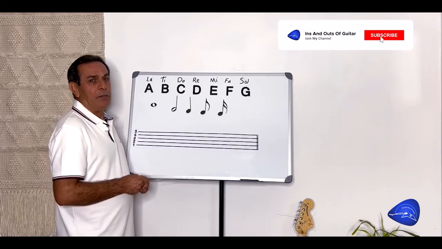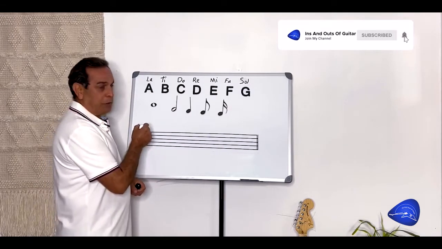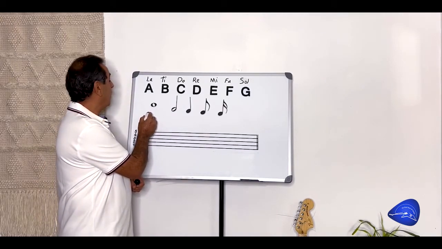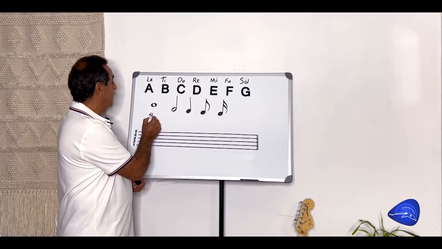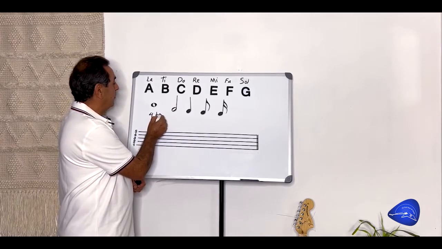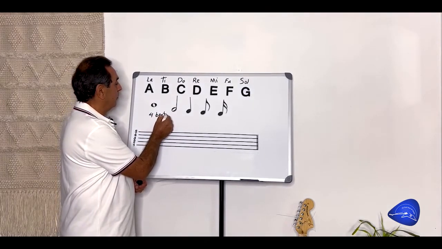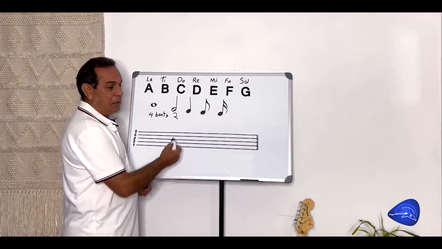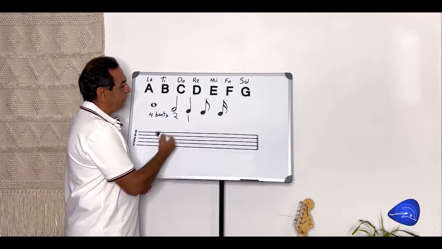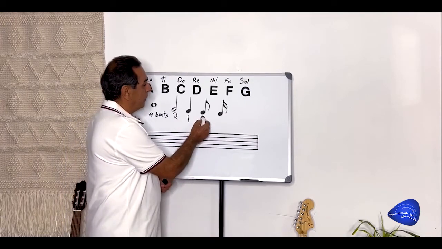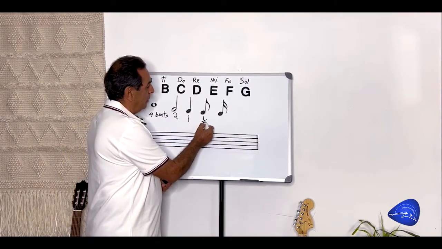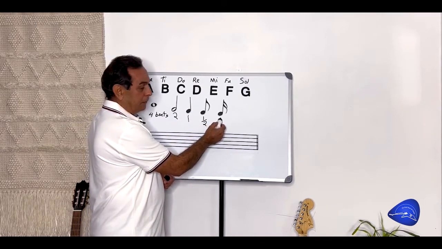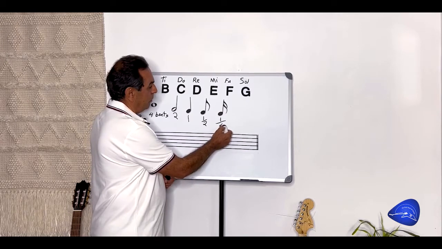And also we have a duration for each one. The whole note equals 4 beats. Half note, 2 beats. Quarter note, 1 beat. 8th note, half, and 16th, 1/4.